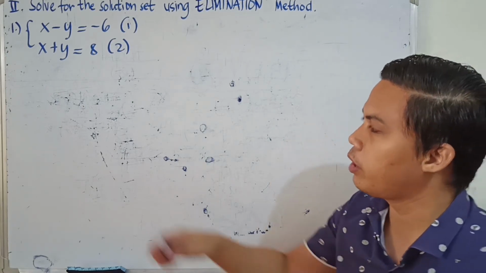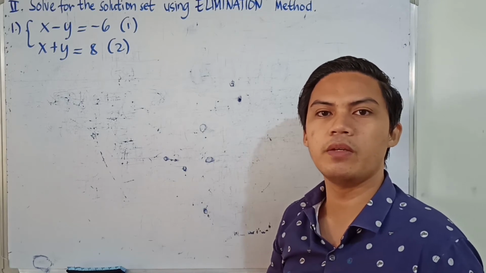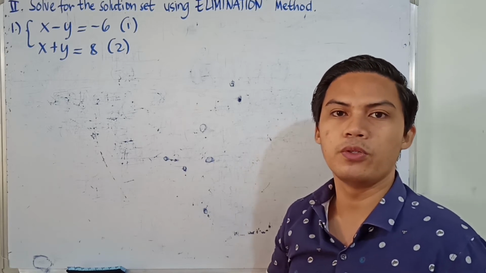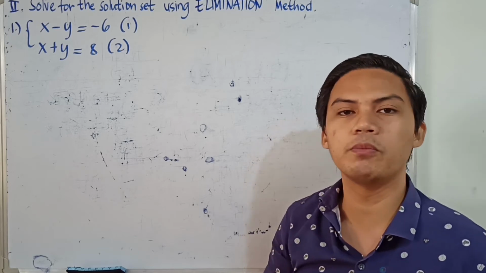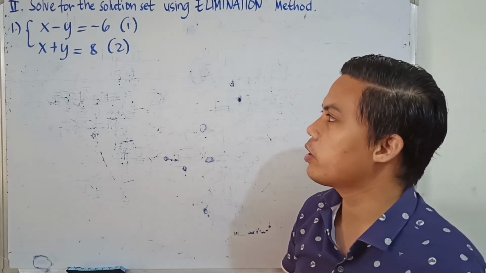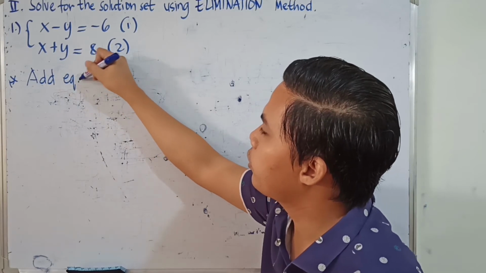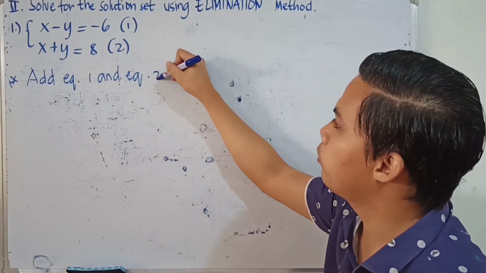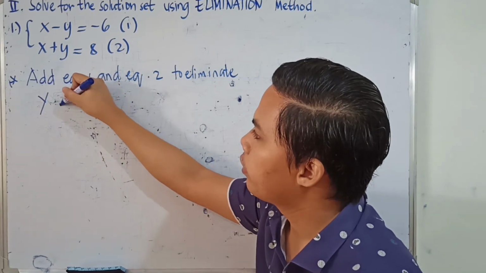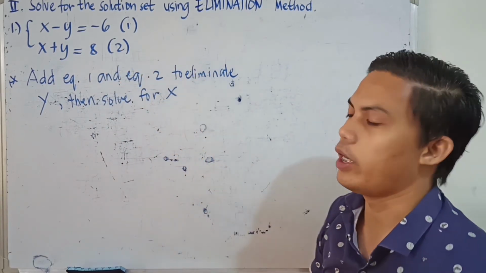So kung mapapansin natin, we can eliminate negative y and positive y. So pag sinabi natin eliminate, the other variable is positive, the other term is negative. And if we're going to combine them, the answer will become 0. So pag eliminate natin yung isang variable, automatic isang variable na lang ang matitira. Then we can solve for that one. Then we can solve for the other variable. So in this case, uunahin natin, we're going to add or combine equation 1 and equation 2 to eliminate y. Then we're going to solve for x, or the value of x.